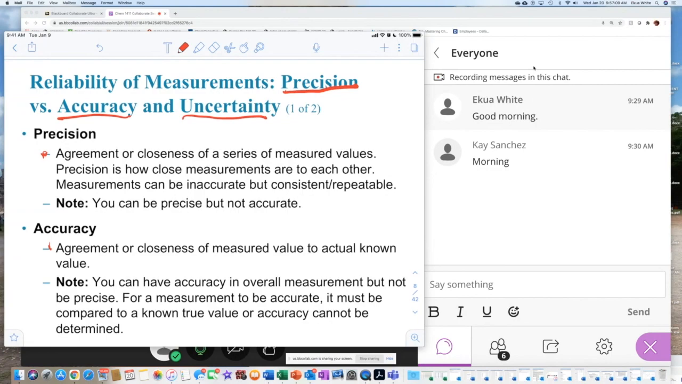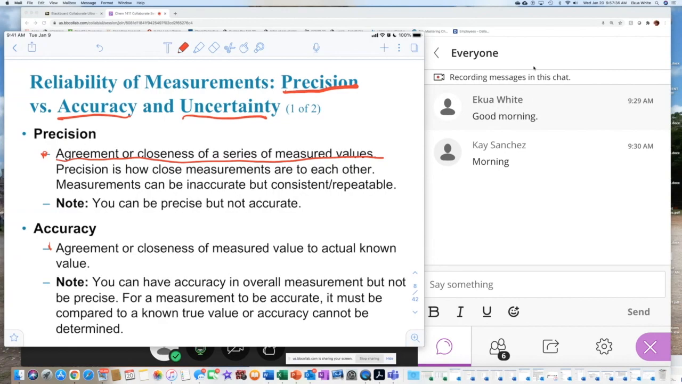I guess I'll continue. Precision essentially is talking about, it says right here, agreement or closeness of a series of measured values. So when you're talking about precision, you're talking about consistency, okay? When somebody is consistent, you're saying they're predictable. You know exactly how they're going to act in a certain situation, right? You're like, oh, that person is predictable. They're consistent. They're who they are, right?